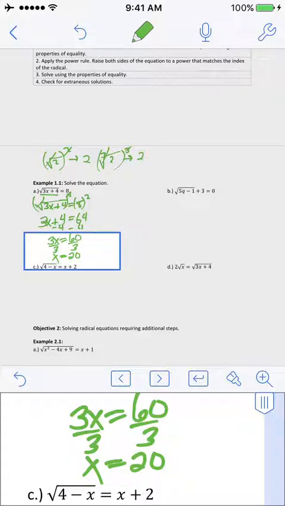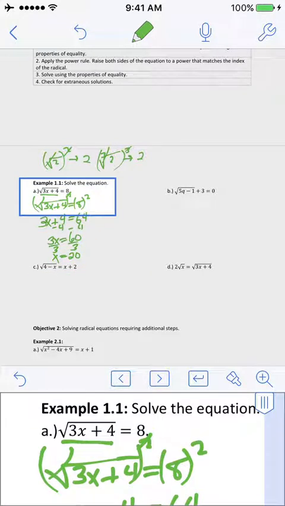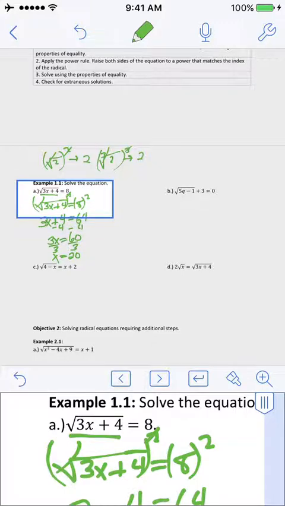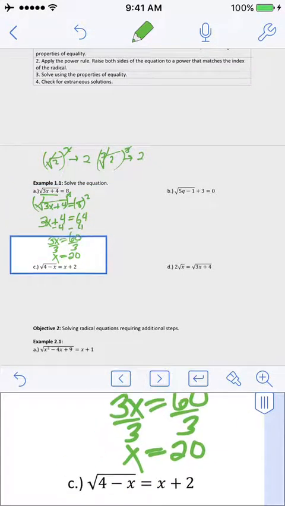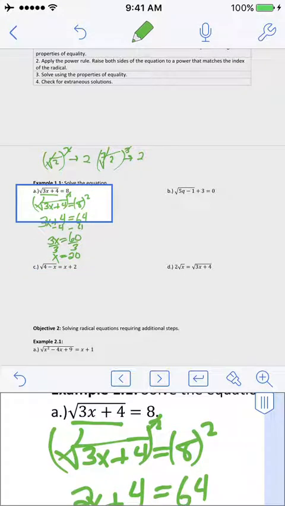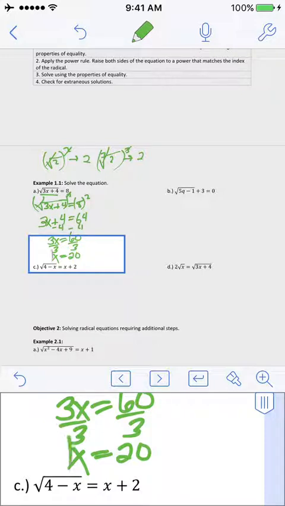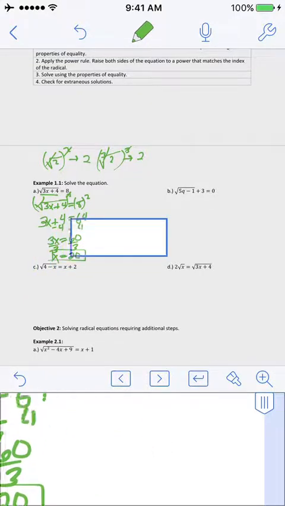So I know x is equal to 20. Now, before I go boxing that, I want to make sure that that doesn't cause a problem under here. If I put in 20, am I going to get a negative number? Okay, so let's see. 20 times 3 is 60, plus 4. The square root of 64 is, in fact, 8. Okay, that is a good solution. So you do have to check your answer for extraneous solutions.